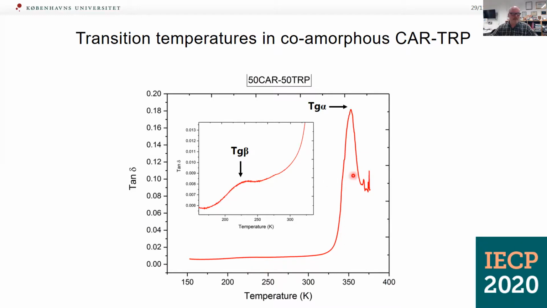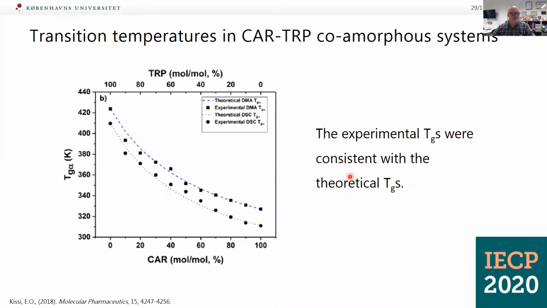So we have the alpha transition here, the glass transition temperature, and here we have the beta relaxation that has not to do with cooperative motions as in case of the glass transition, but individual molecular motions in this case. So this beta relaxation here can be determined by DMA. It cannot be determined by DSC. We don't see it there, but in the DMA, we can see it as well as the glass transition temperature.